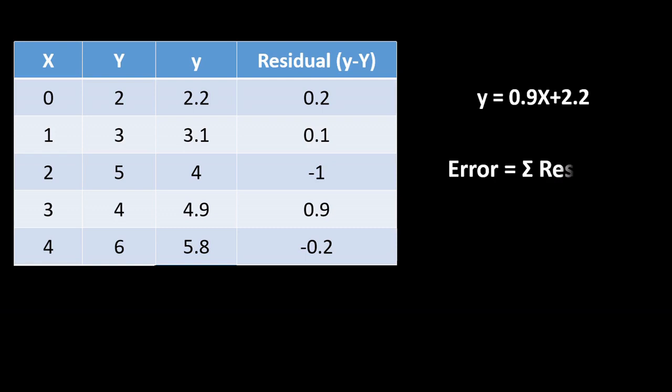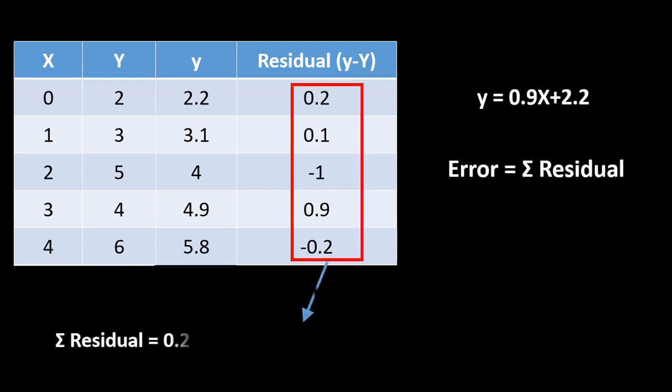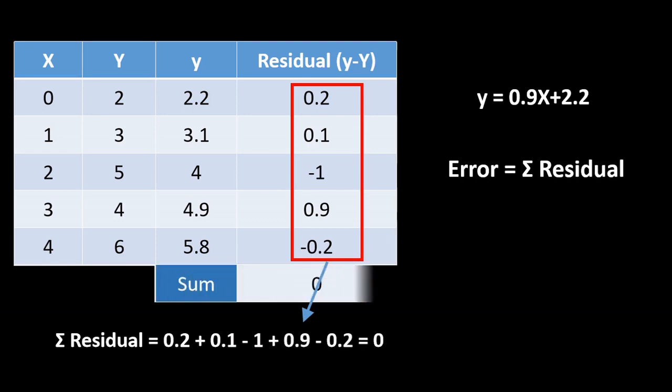Now in order to find the total error, let us represent this total error as the summation of all the residuals present in the data as shown here. When you calculate the sum of the residuals for all the values of x, you will get the sum as 0. That is, the total error is 0.